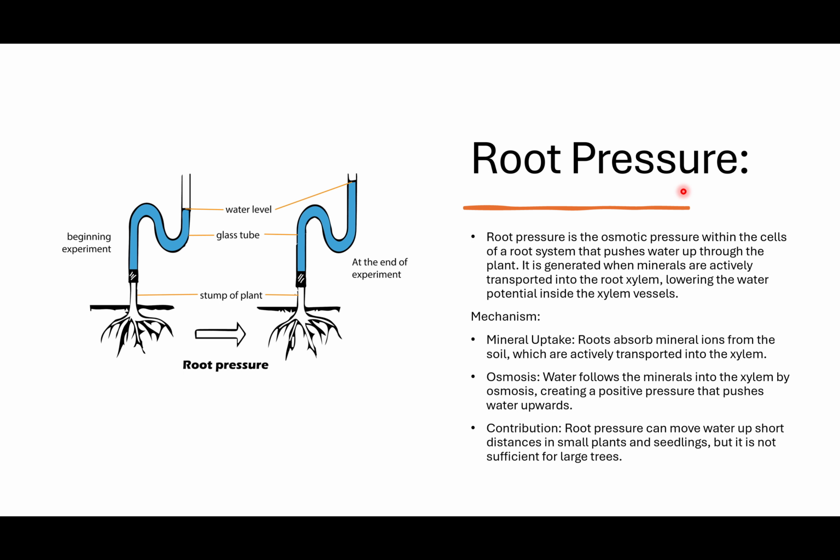So looking at this now, root pressure can move water up short distances in small plants and seedlings, but it is not sufficient for large trees. So we're going to look at the systems that help with the movement of water through large trees.